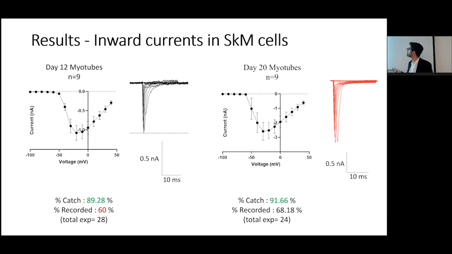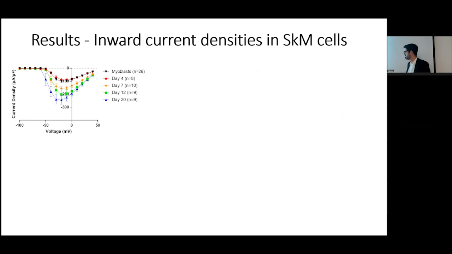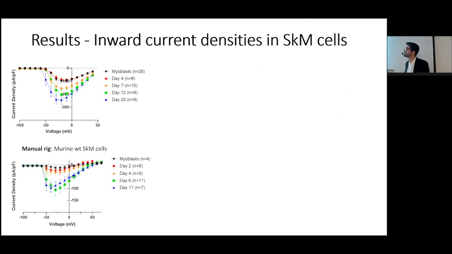Then as for the day 20 myotubes, I just want to say that this kind of sample is rare, because you need to wait 20 days in differentiation to obtain these myotubes, and we obtained a good catching rate and also a good recording rate of almost 70%. Now we want to show you the inward current density that we obtained by dividing the inward current by the membrane capacitance. As you can see, the inward current density is increasing as the differentiation progresses, and this is consistent with other data that we recorded from the manual rig in murine wild-type skeletal muscle cells.